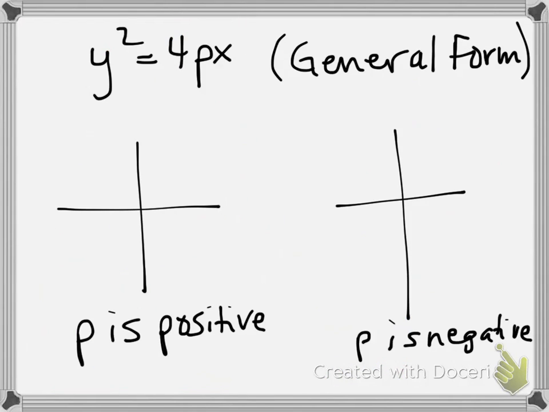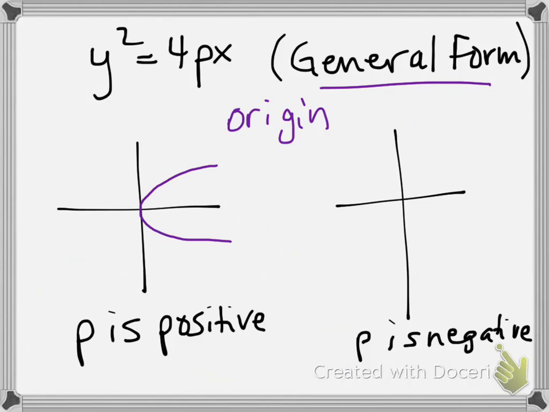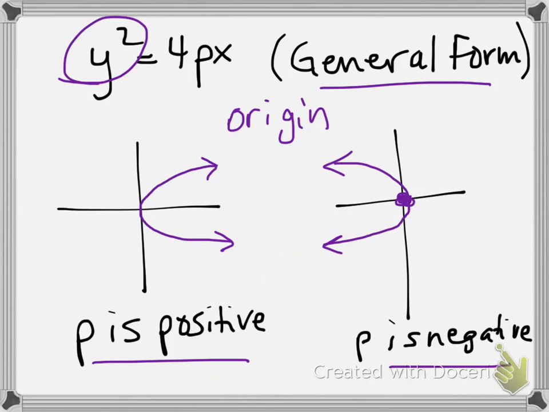Alright, if things are changed a little bit, if instead of being x squared it's y squared, again this is our general form, we're still going to go through the origin. That hasn't changed. But if p is positive, our graph is going to go to the right. And if p is negative, our graph is going to go, not down. That wasn't very good. It is going to go to the left. And it's still, remember, going to go through the origin, even though I'm a bad drawer. Okay, so in this case where y is the variable that's squared, p is positive goes to the right, p is negative goes to the left.